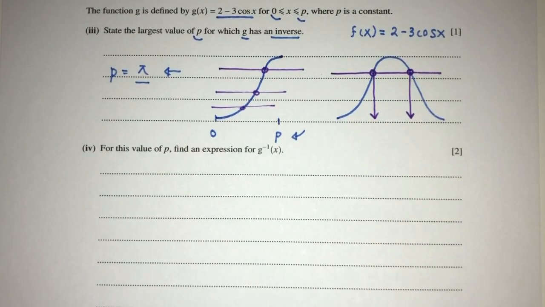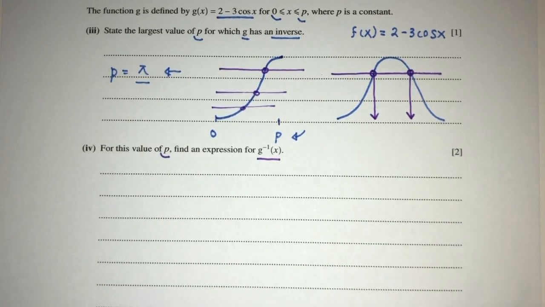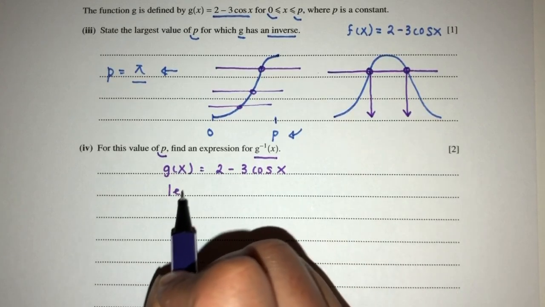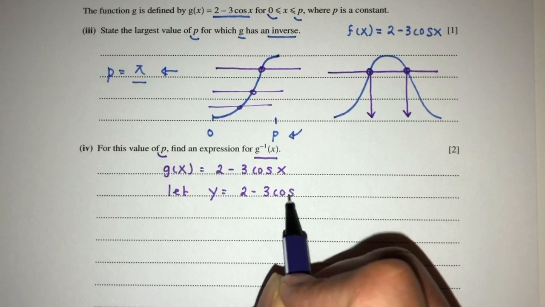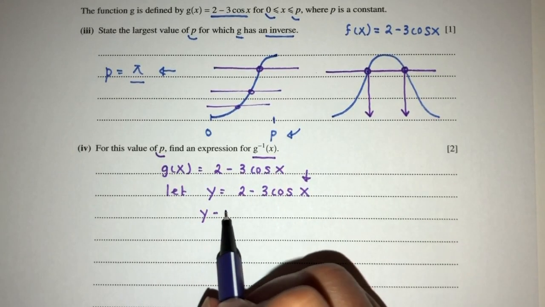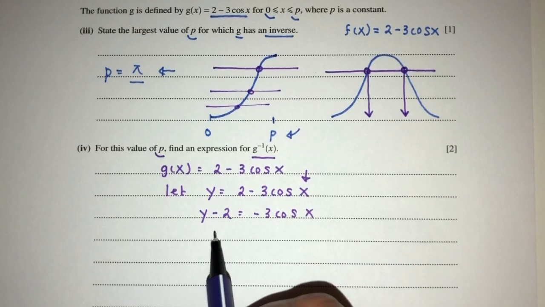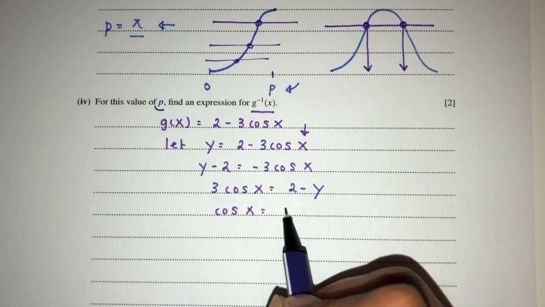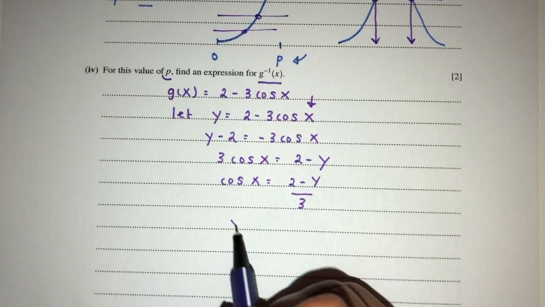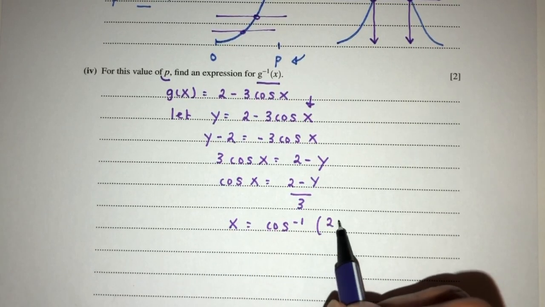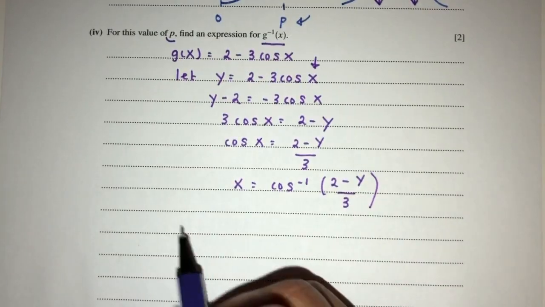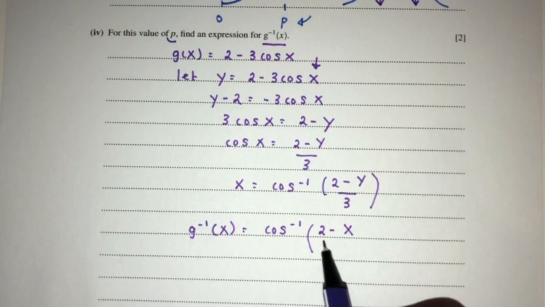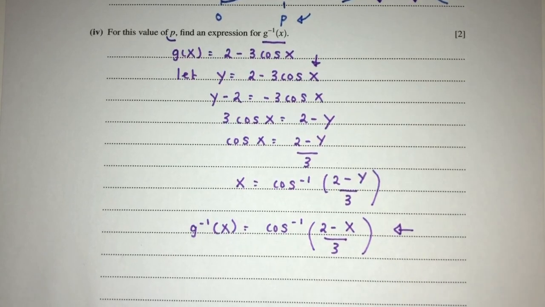Now for part 4, for this value of p, we have to find g inverse of x. So let's do that. g of x is given by 2 minus 3 cos x. First step is to let y equal g of x. Then we have to make x the subject of the formula. You will have y minus 2 is minus 3 cos x. So 3 cos x has to be 2 minus y. So finally, cos x has to be (2 minus y) over 3. And then x becomes cos inverse of (2 minus y) over 3. But of course, g inverse is in terms of x, so we have to change the y to x. That will be cos inverse of (2 minus x) over 3. Okay, and that is your question number 9.